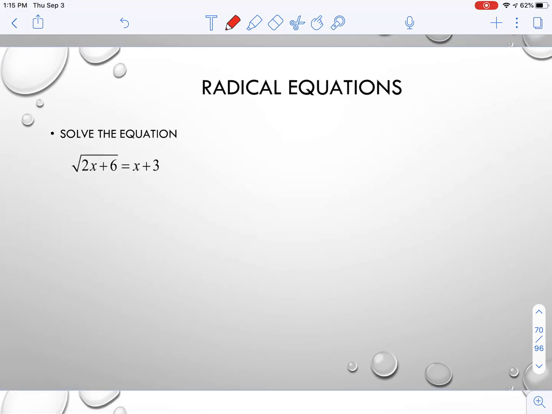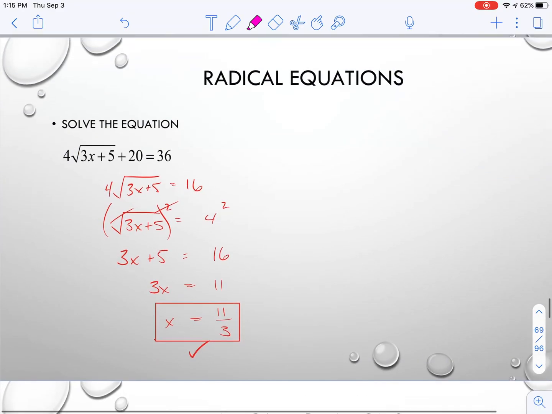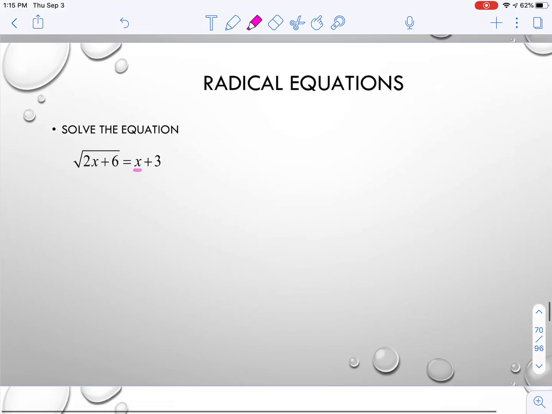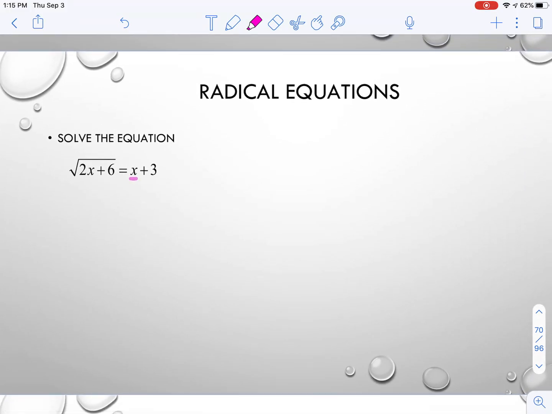So here I've got the square root of 2x plus 6 equals x plus 3. Now, I want to point one thing out. I still only have one radical here. But now, because I have an x on the outside of the radical, right? In the previous equation, when I squared both sides, I didn't increase the degree. There were no variables outside for us to increase the degree on. Here, when I square both sides, I am going to change the degree of this function. There is a high probability that I introduce an extraneous solution.